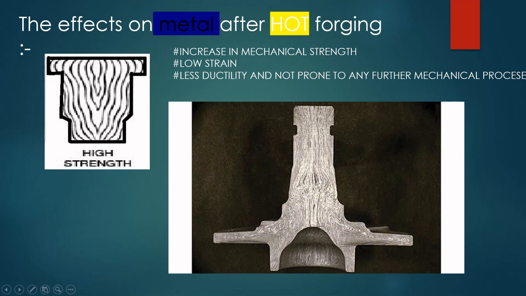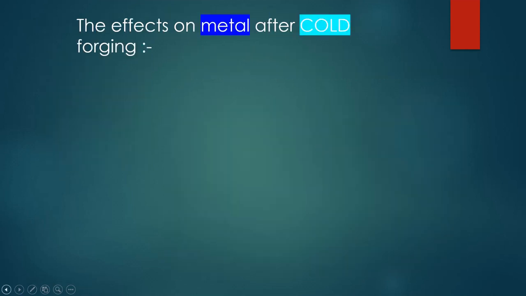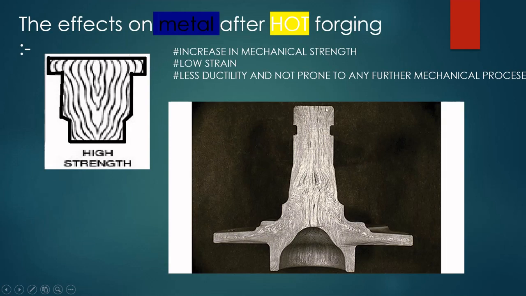Now in hot forging, as you can see, the grain structure which is seen here is a bit flowing through all parts of the job. Now this ensures that there is homogeneous density of metal throughout the job, and it gives a continuous strength for the job. As we can see, this slide shows that due to hot forging, the strength increases, of course.